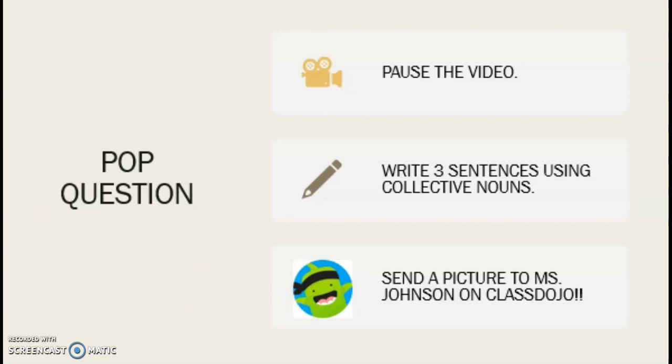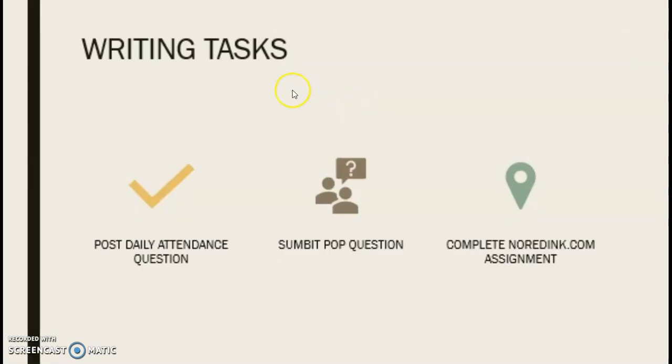After you have done that, I do want you guys to go ahead and do your writing task for today, which is to log into Class Dojo and update your attendance question. Don't forget to submit your pop question for today and complete your no red ink assignment. You may start on it today. It's not going to be due until next Thursday, so you have an entire week to complete it. I want you to start working on it early so that if I notice you guys are struggling or you need some extra assistance, I can schedule a Zoom tutoring meeting for you so that we can help to clarify some things.